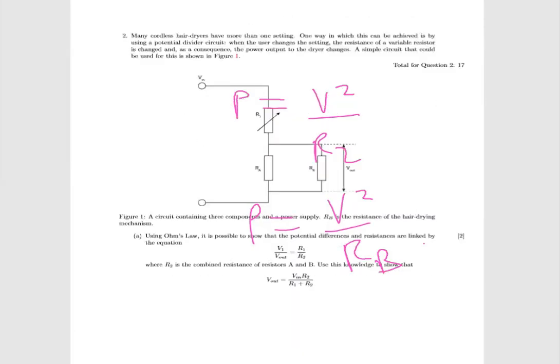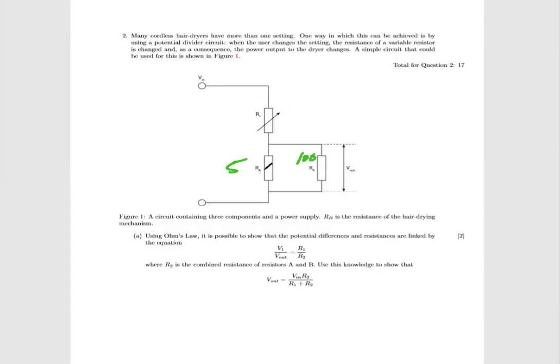Okay, this resistor is 5 ohm. This resistor is 100 ohm, right? This is given to me. Voltage across this resistor is the same and voltage across this resistor is also the same. And V is equal to IR. So voltage is the same, so it means current is inversely proportional to resistance. Constant. So will current remain the same in both resistors or will it be different?